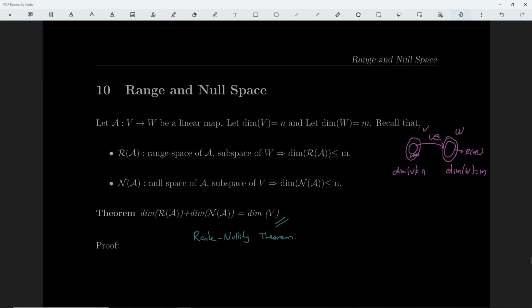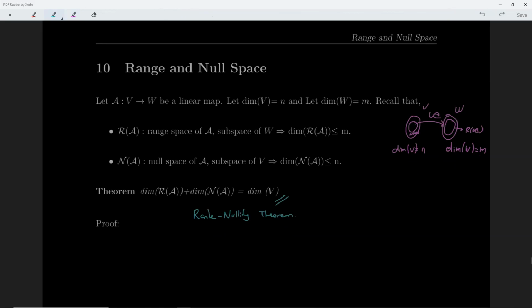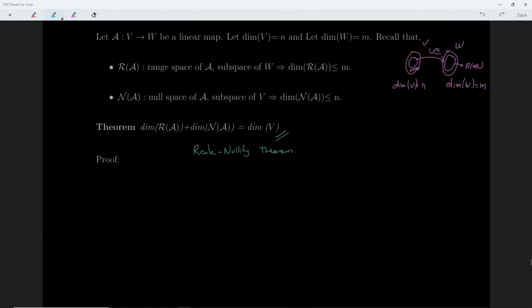All right, and the theorem states that the dimension of the range space of that linear transformation plus the dimension of the null space of that linear transformation, for any given linear transformation, actually is equal to the dimension of the domain. Okay, so this is the domain. And this is called the rank nullity theorem. So we will try to prove that.